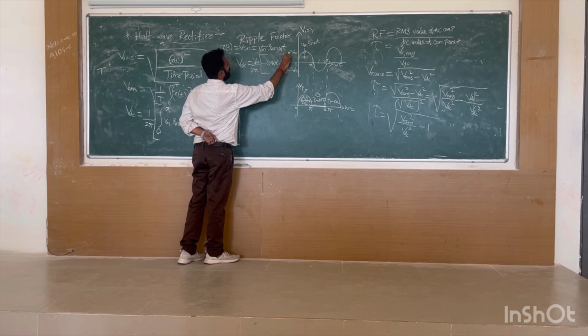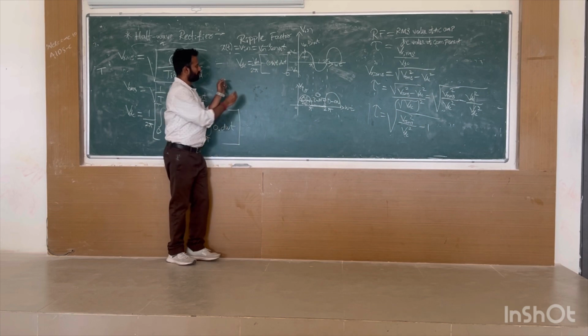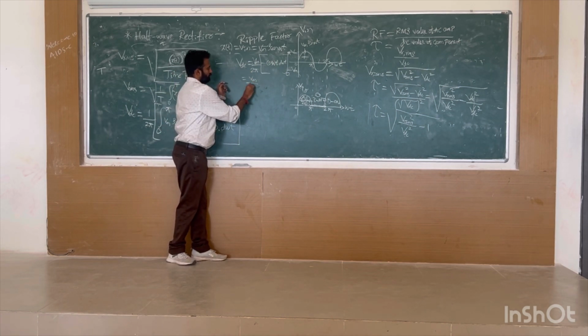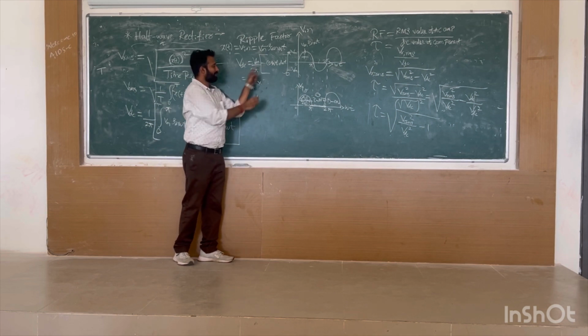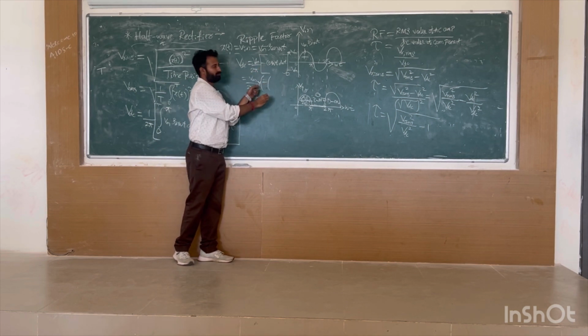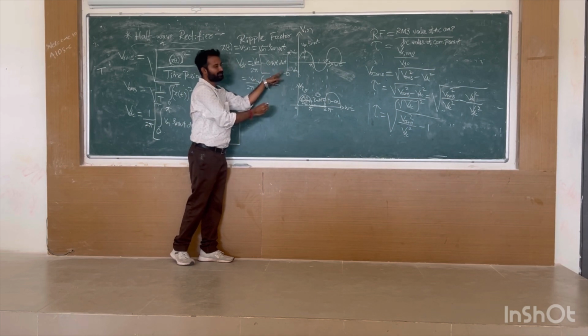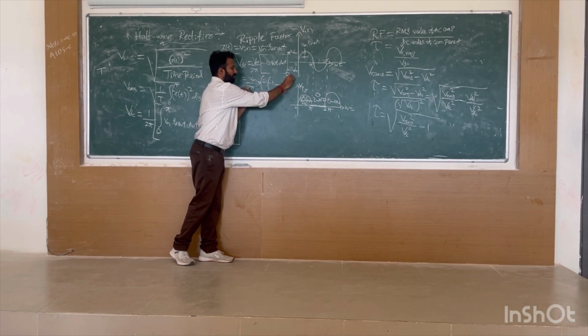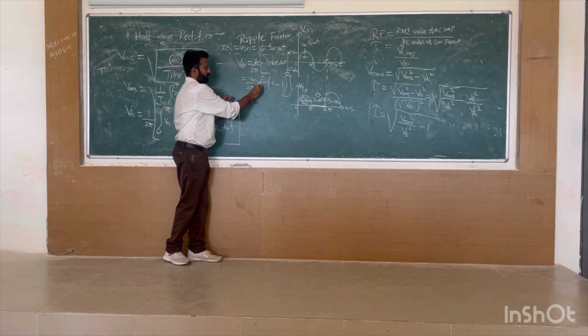What is that? Pi, 0. My value is Vm by 2 pi. Here we will get 2. How? Minus, I will take outside. Cos pi is minus 1. Again minus, cos 0 is 1. So minus 2, into minus, plus. It will become plus 2.